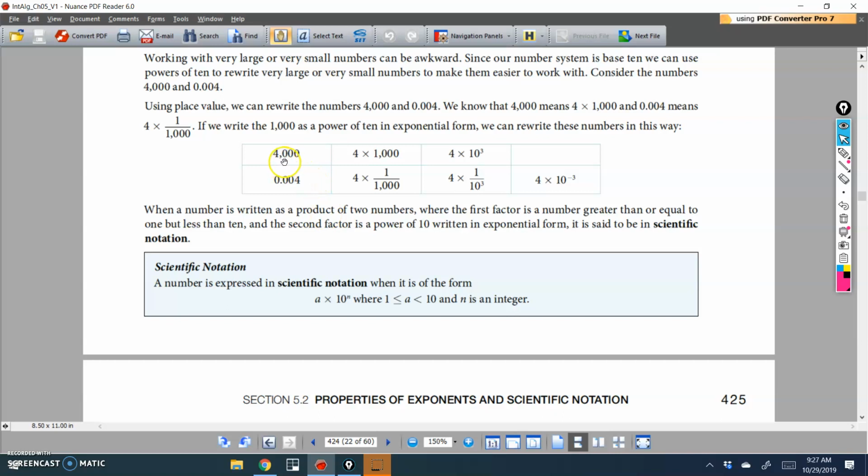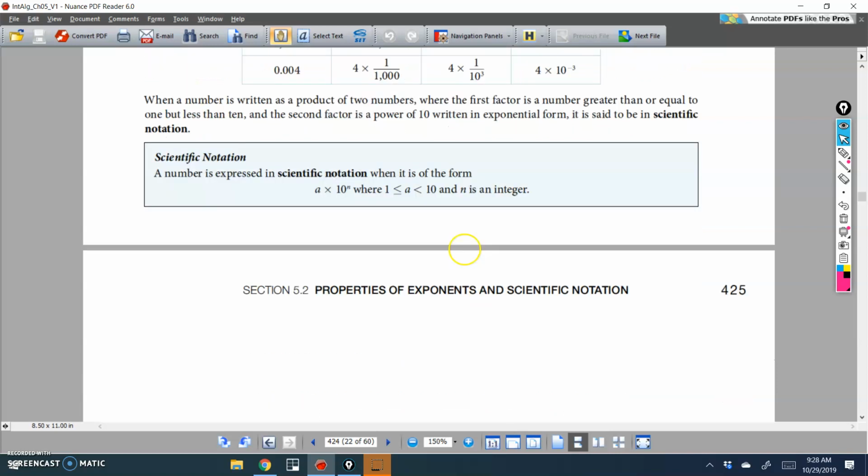So 4,000 equals 4 times 1,000, which is 4 times 10 to the third, and there's our scientific notation right there. And 0.004 equals 4 times 1 over 1,000, or 4 times 1 over 10 to the third. Using our negative exponent rules that we now know, this is 4 times 10 to the negative 3.